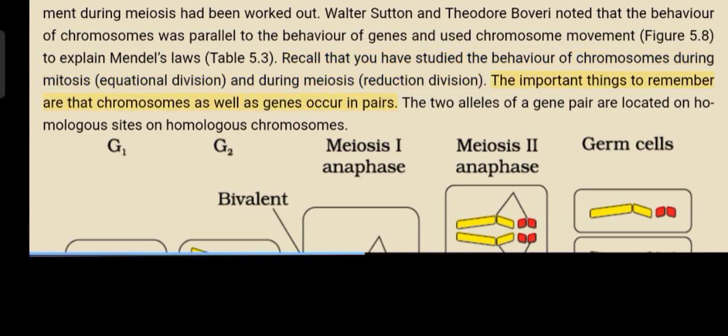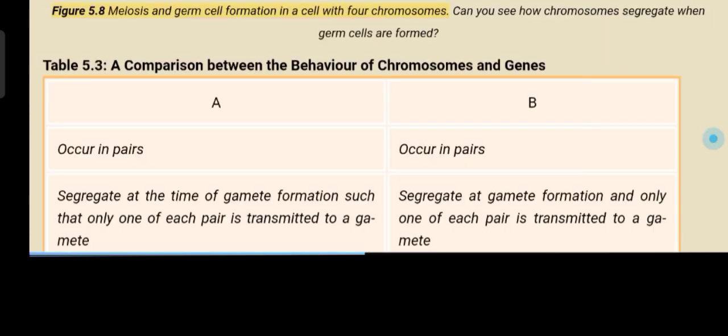The important things to remember are that chromosomes as well as genes occur in pairs. The two alleles of a gene pair are located on homologous sites on homologous chromosomes. Figure 5.8: Meiosis and germ cell formation in a cell with 4 chromosomes. Can you see how chromosomes segregate when germ cells are formed? Table 5.3: A comparison between the behavior of chromosomes and genes.